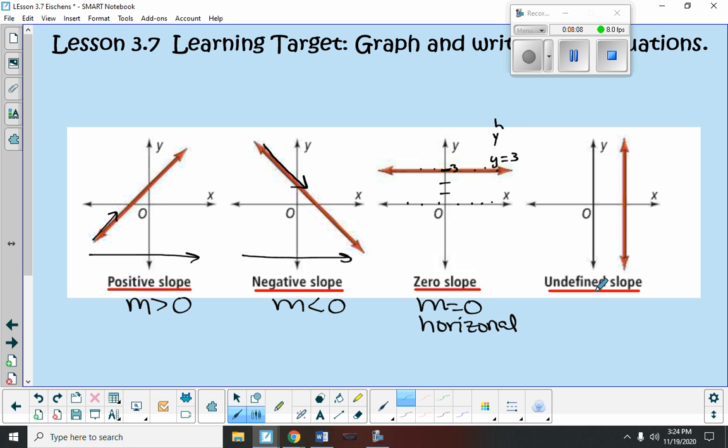Okay, an undefined slope, so m is undefined. The slope is undefined. That is a vertical line. Vertical, I forgot to say there, vertical line. All right, and these, let's just put some numbers in here. So let's say this is 2. These are x equals. So in this case, if this went through 2 on the x-axis, it would be x equals 2.